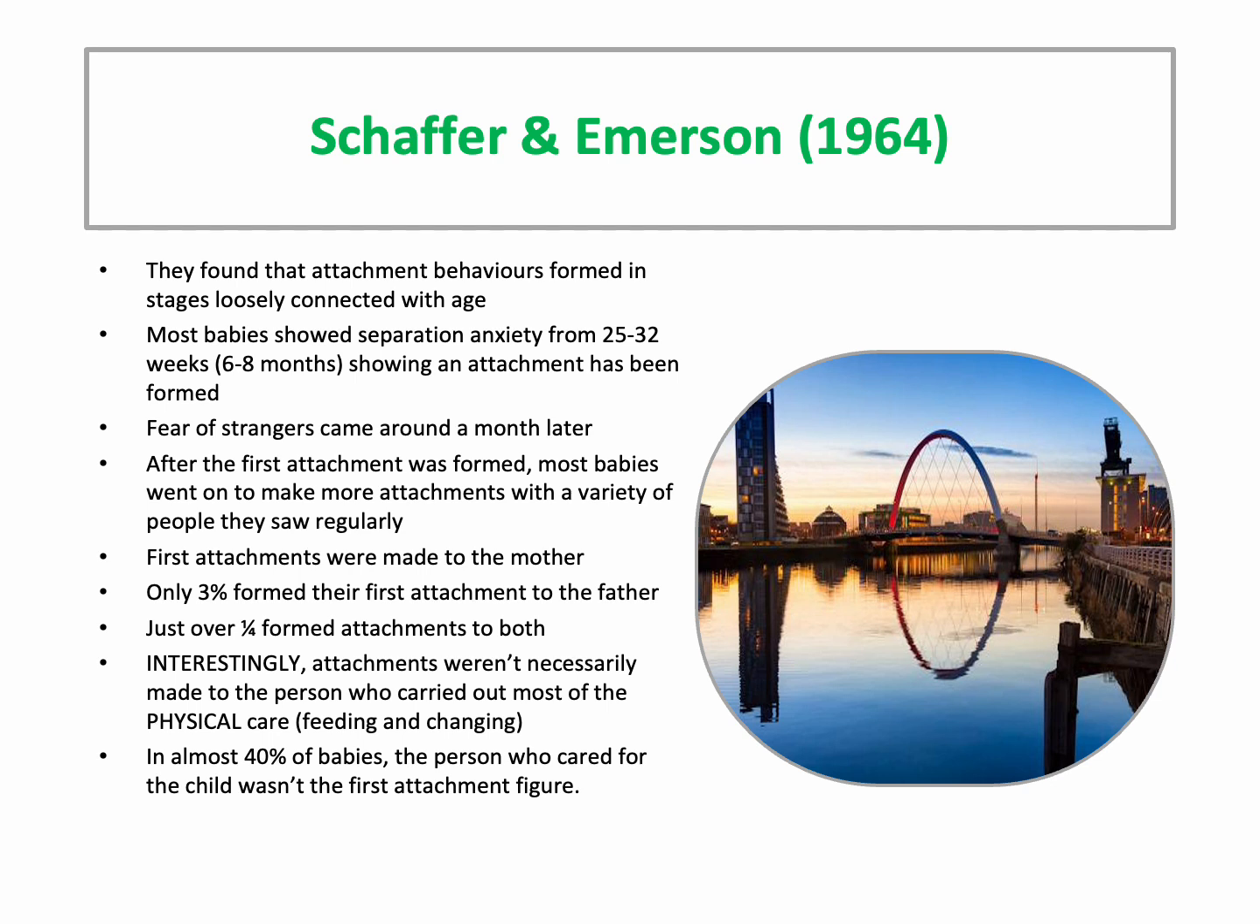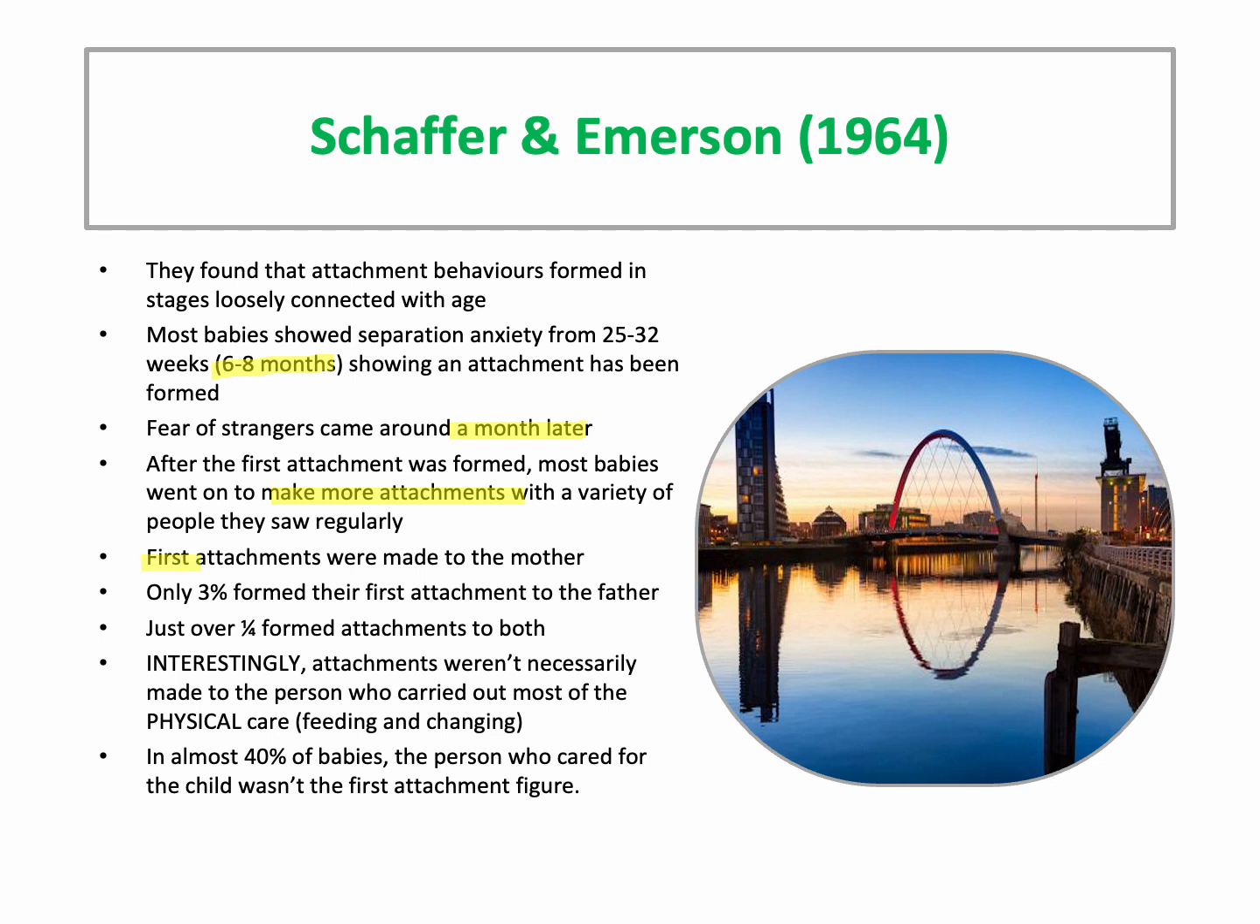So Schaffer and Emerson found attachment behaviours did form in stages which were connected with the age of the children. What they found in common across the 60 babies was that they showed separation anxiety from between 6 to 8 months, which showed an attachment had formed between the infant and the caregiver. They found stranger anxiety came around a month later, at 9 months. They also found after the first attachment was formed, babies were then able to make more attachments with a variety of people they saw regularly. So it shows the importance of having that first primary attachment.